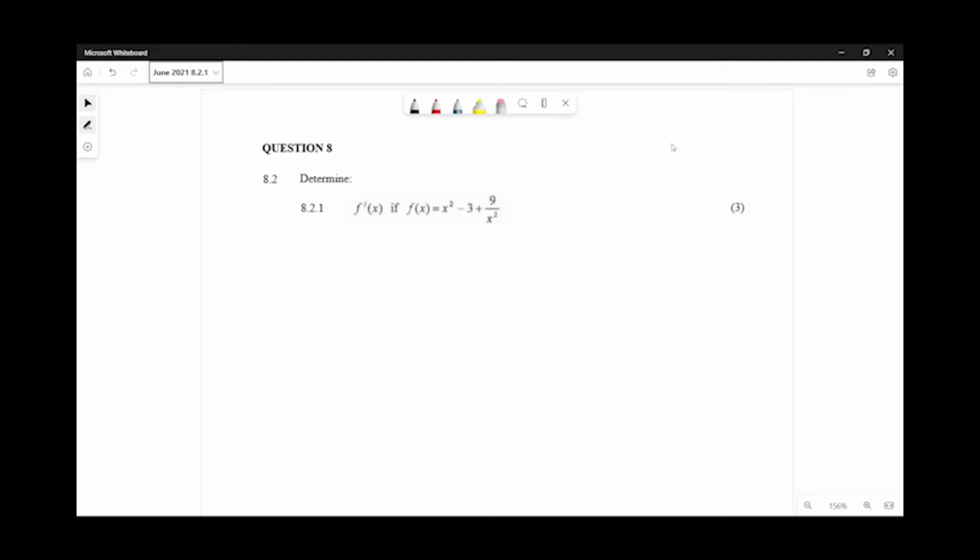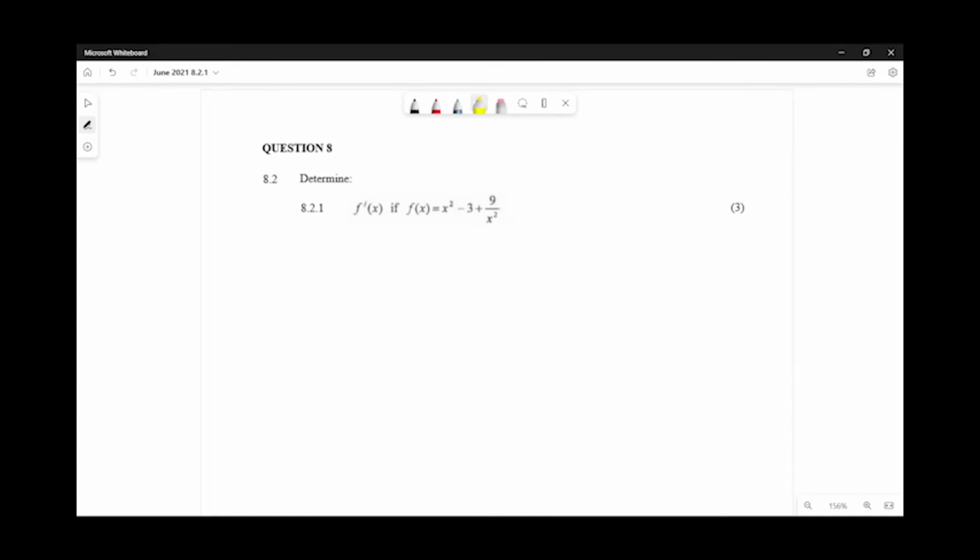Alright, this is question 8.2.1 from the June 2021 question paper, and you are asked to find f prime x if f of x equals x squared minus 3 plus 9 over x squared. There are two main things you have to note here. The first is the notation. If they give it to you like that, you have to keep it like that.